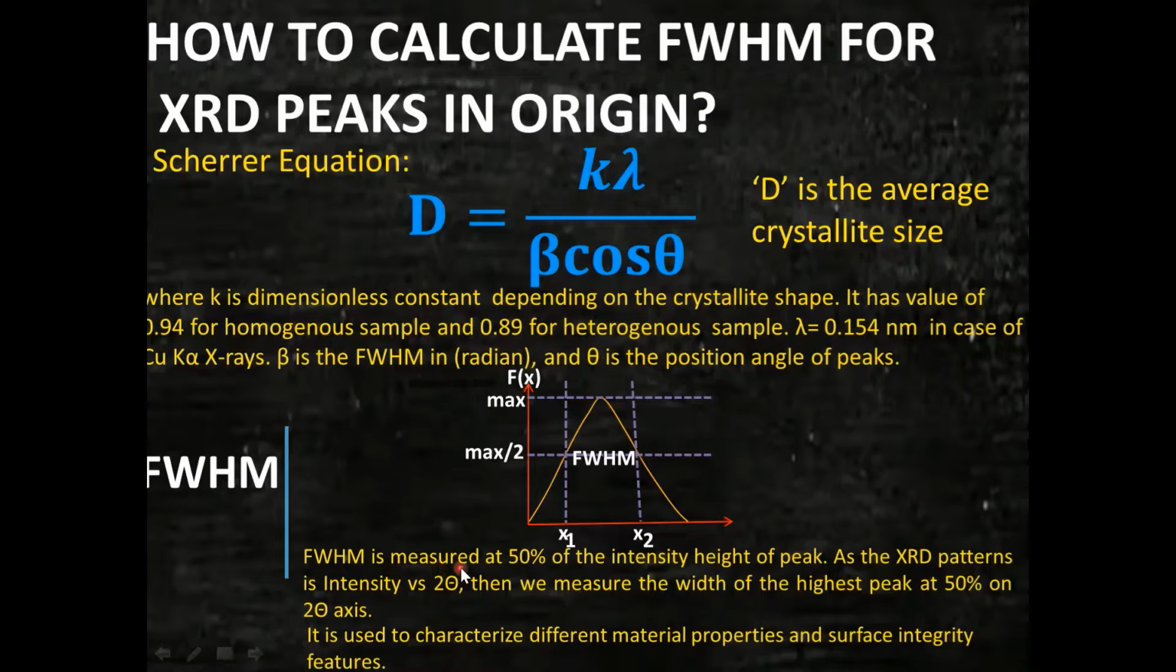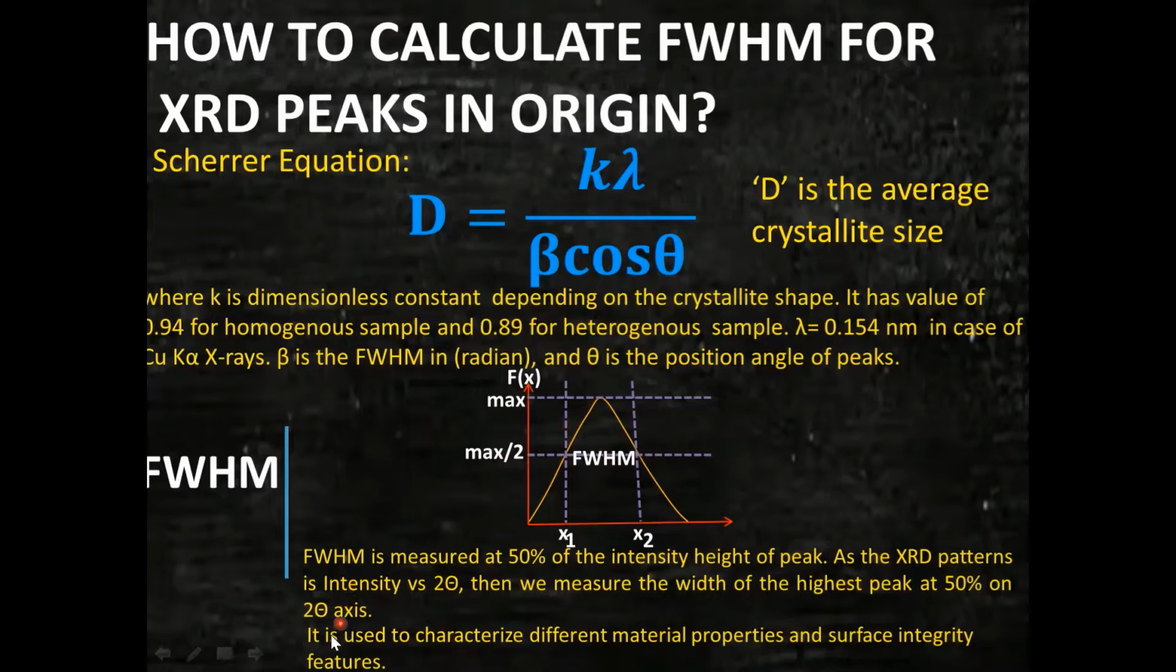Full width half maximum is measured at 50% of the intensity height of the peak. Here you can see, suppose we have a peak, then we have a maximum at this point, then we just take the half of the maximum, and this is the point that represents the half of the maximum. And please note the XRD pattern is intensity versus 2 theta, and we measure the width of the highest peak at 50% on the 2 theta axis.